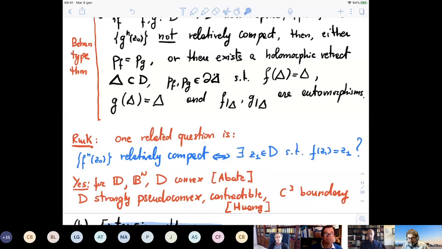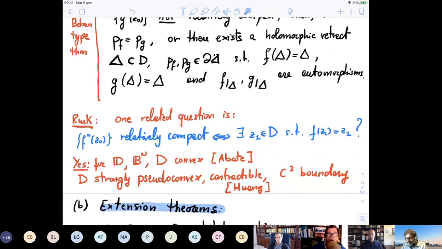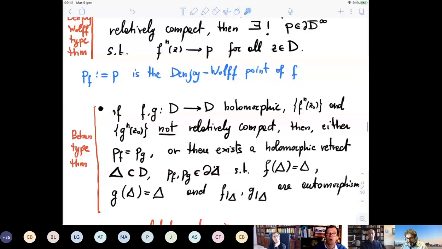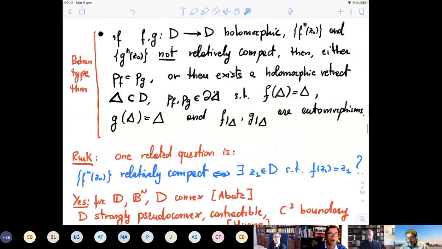This, in fact, is true for the unit disk, the ball, and convex domains. And here Marco Abate wrote a lot of papers about different cases with different kinds of regularity. For convex domains, this fact is known. Or if the domain is strongly pseudoconvex, contractible, with C3 boundary. Quite curiously, there is no proof for C2 boundary of this result. So having this Gromov hyperbolicity might be useful to get results in iteration theory.